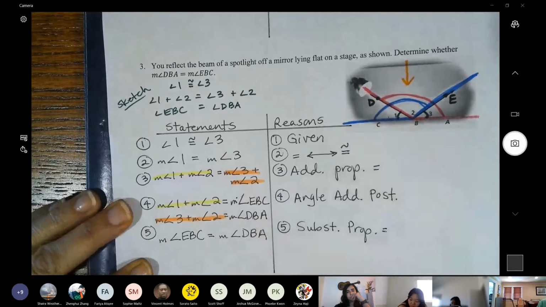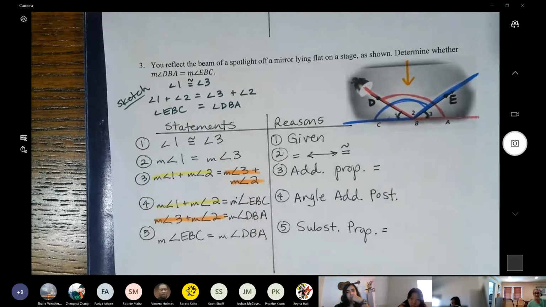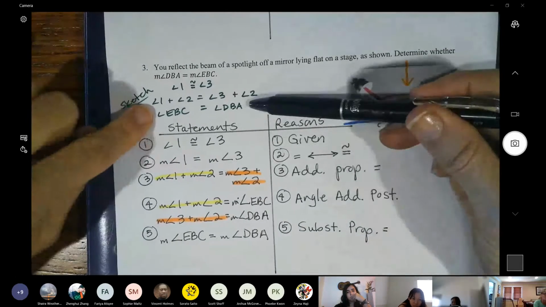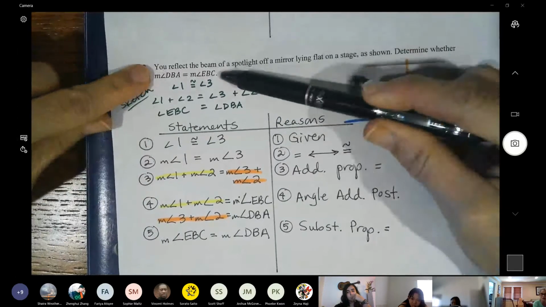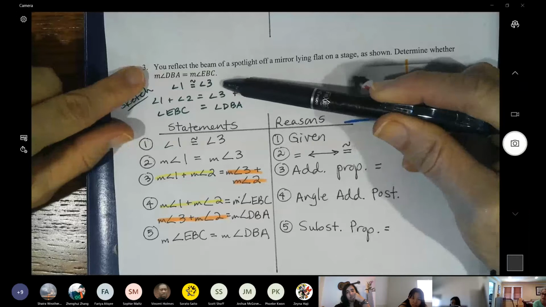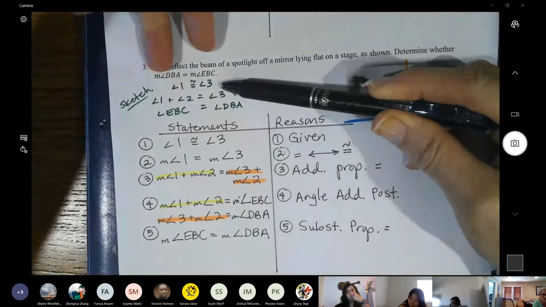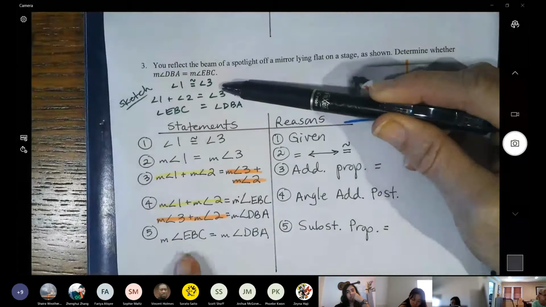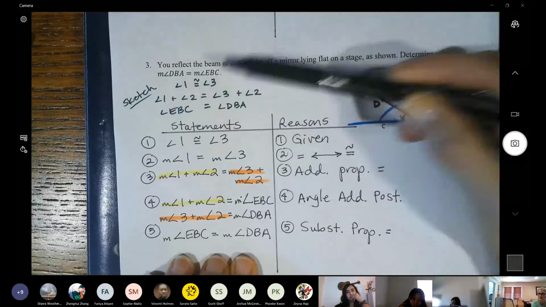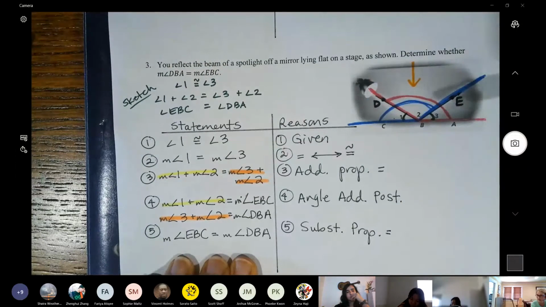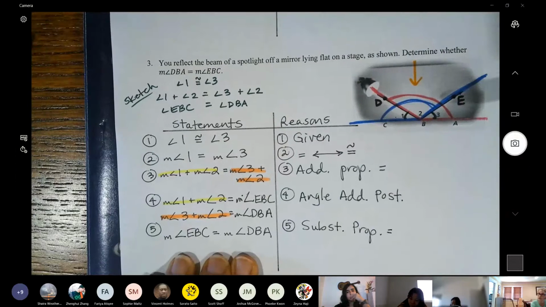And then the last thing, if I did want to do one more step, now you don't technically have to, because that's really where we wanted to get to. But if you want it to exactly match what you're trying to show, you would technically have to swap these around. So it said DBA first and EBC last. I'm not going to be quite that picky, but some teachers are, so you need to be aware of it.